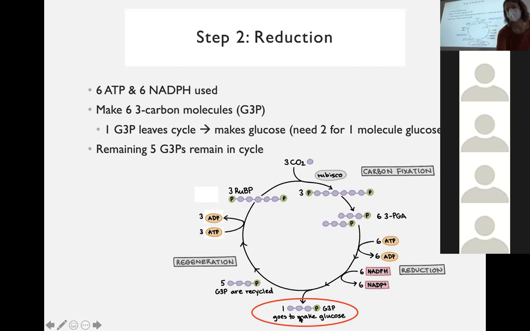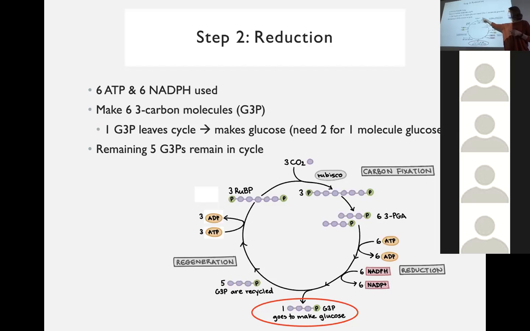So that means only one can go to make glucose with each cycle. So you need 2 cycles of the Calvin cycle to make... Yep. So you need two. You need 2 cycles to make 1 molecule of glucose, which I put here. So you're going to need 2 of these G3Ps because there's only 3 carbons. We know glucose has 6 carbons, so we need 2 of these.